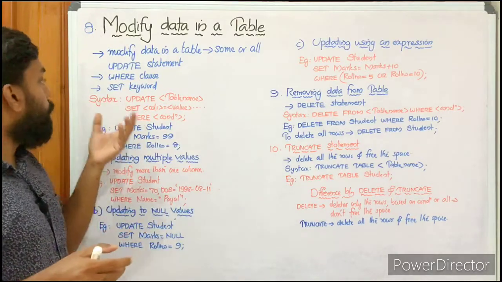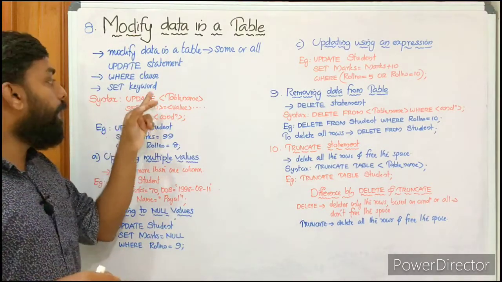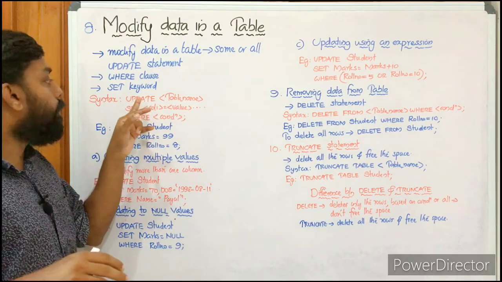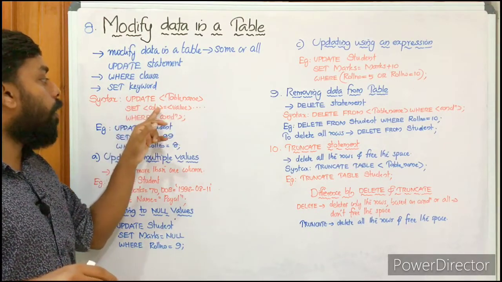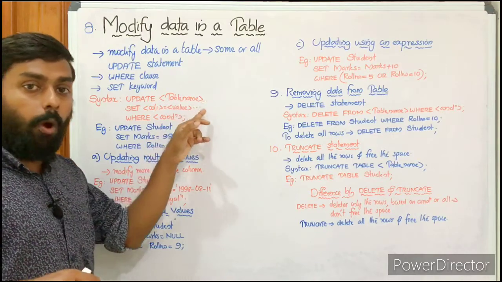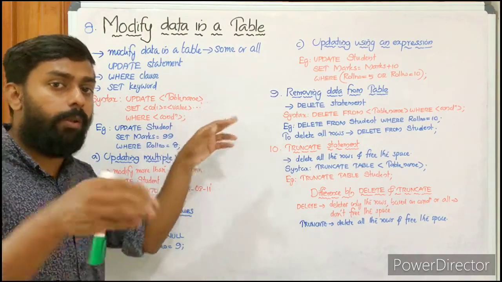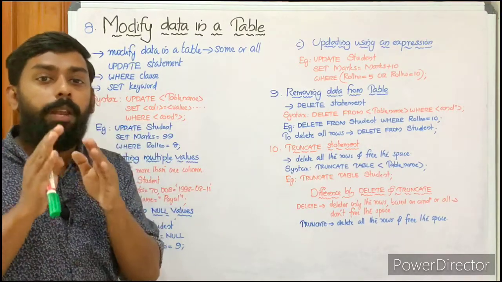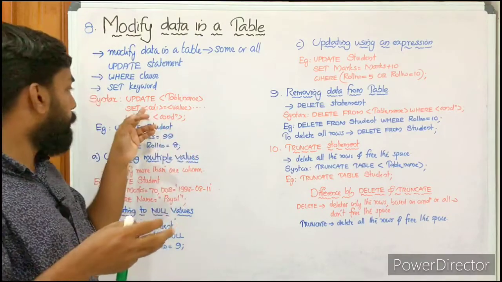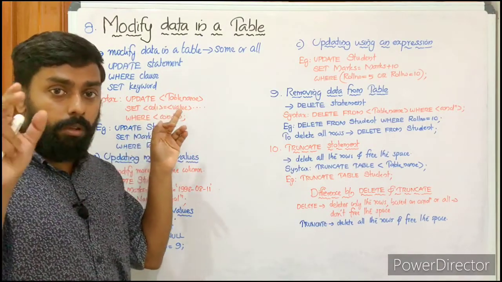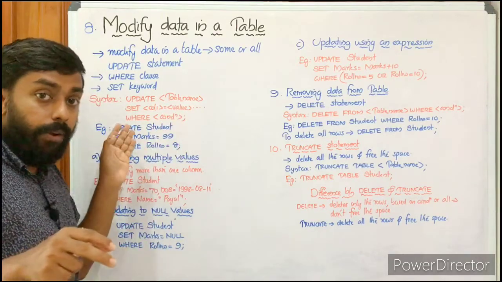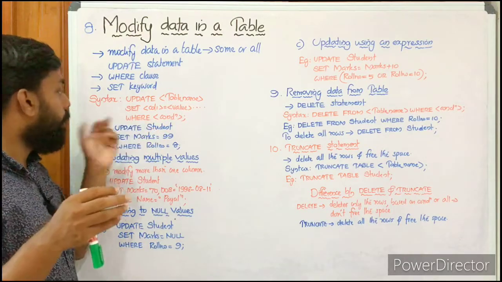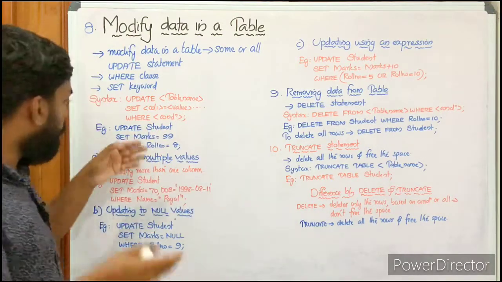So here is the syntax of applying the update command. Update table name. We don't have any other clause in between. It's update table name, set column 1 equal to value, comma, column 2 equal to value, comma, column 3 equal to value, and so on. Then finally the where clause, which is optional, of course. Where condition, we give the condition, and we have an example here.